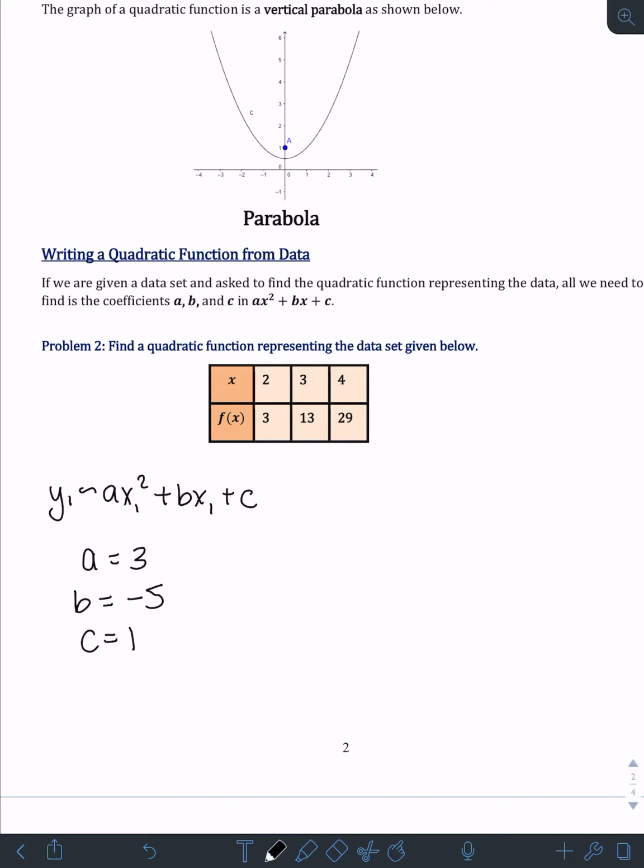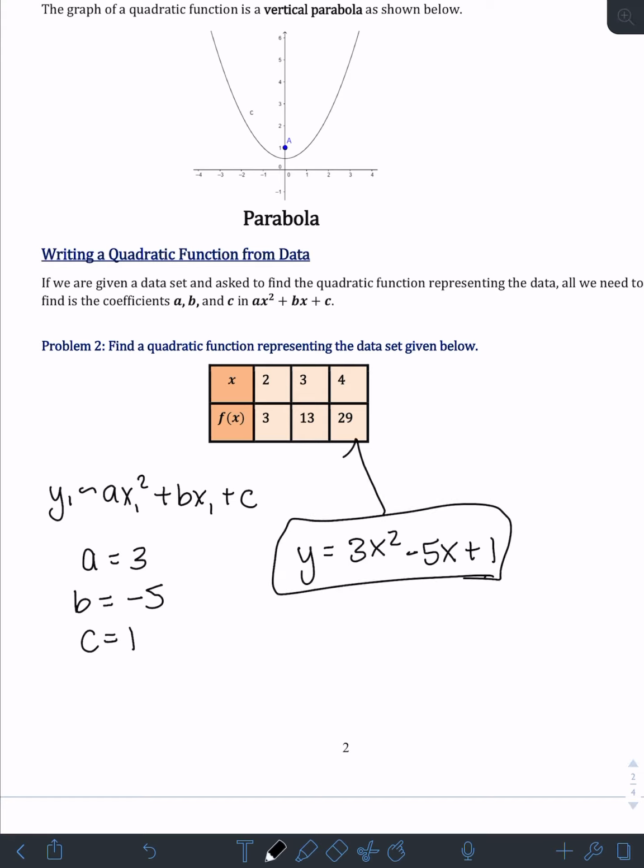So to use this, I'm going to have y equals 3x squared minus 5x plus 1, since b is negative 5. So that would be my function for this data.